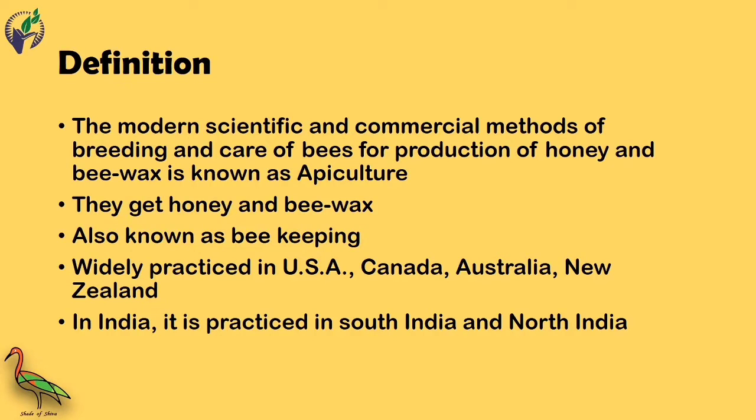The industry gets honey and bee wax from apiculture. Apiculture is also known as beekeeping, meaning the industry keeps bees for getting the products honey and bee wax. Apiculture is widely practiced in countries like USA, Canada, Australia, New Zealand, etc. In India it is practiced in South Indian states and also in North Indian states.